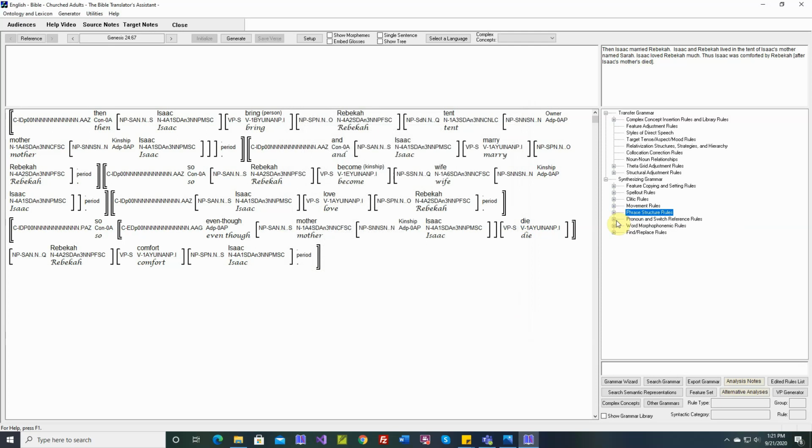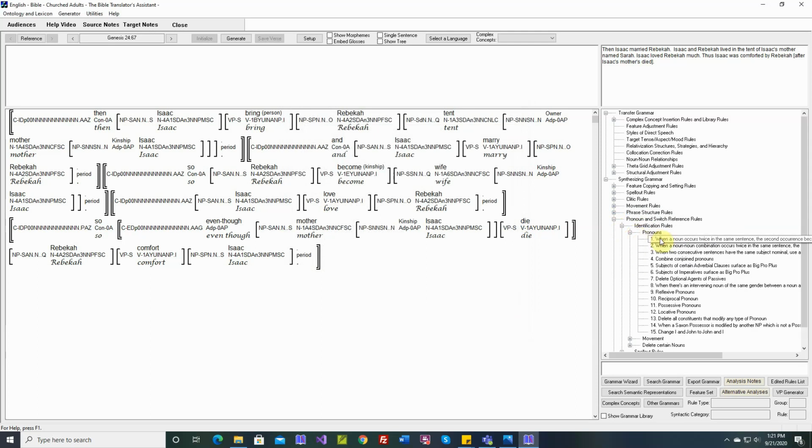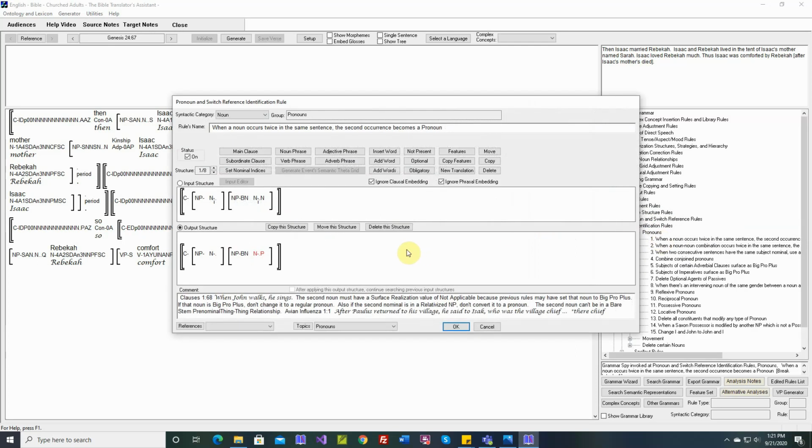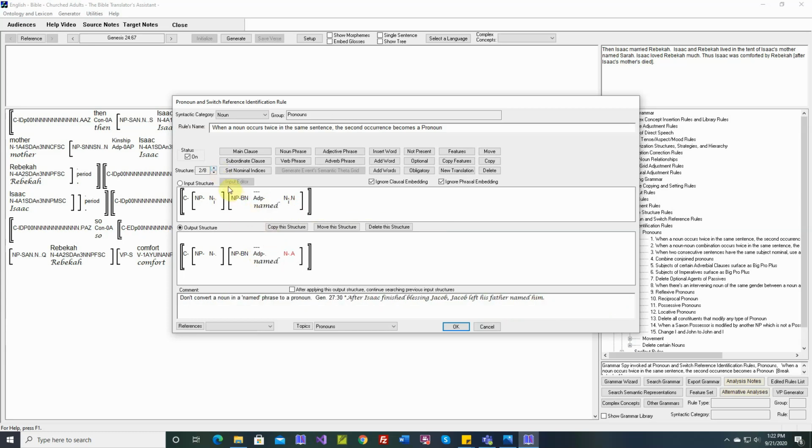Then there are the pronoun and switch reference rules. This is a two-step process. First, we identify where pronouns can be used. And these rules are again identical to the structural adjustment rules, but they're used to identify where pronouns can be used. So here are two noun phrases, and we specify certain features. We specify that they have the same noun index, the same indices. Then in the output structure, we set the surface realization to personal pronoun. There are others, etc.